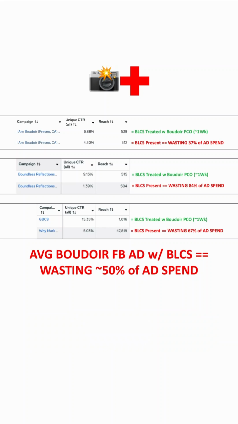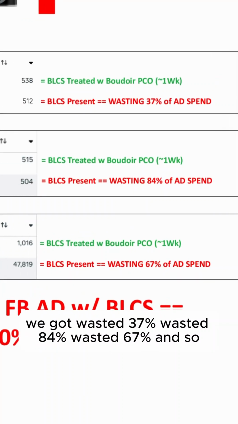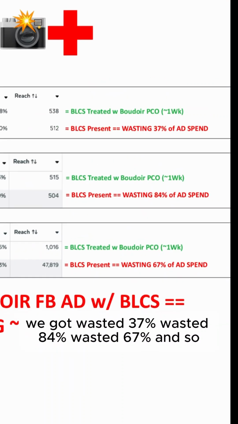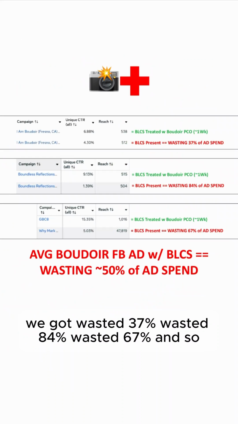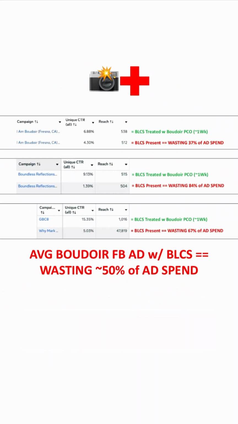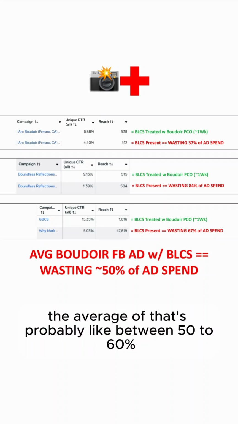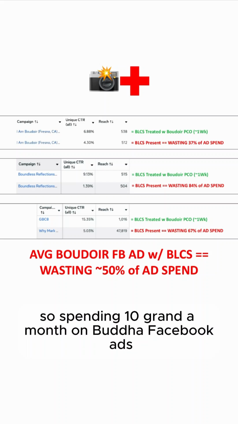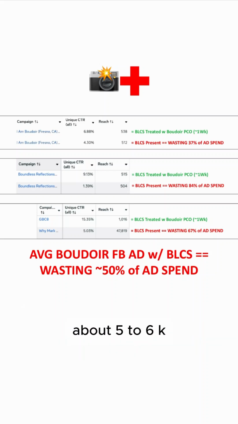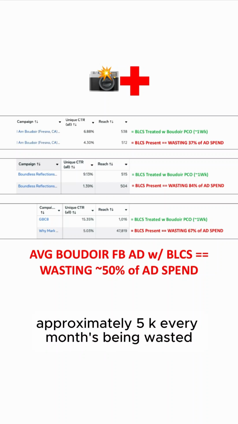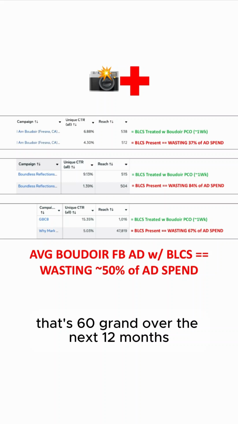Literally approximately half. I mean, look at the numbers here. We got wasted 37%, wasted 84%, wasted 67%. And so the average of that's probably like between 50 to 60%. So spending 10 grand a month on Boudoir Facebook ads, about 5 to 6K, approximately 5K every month being wasted. That's 60 grand over the next 12 months.